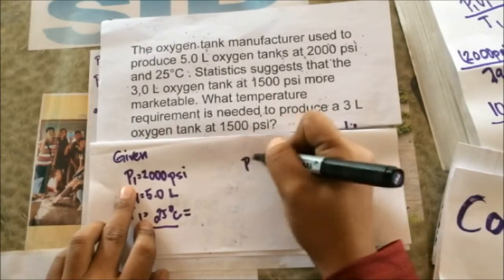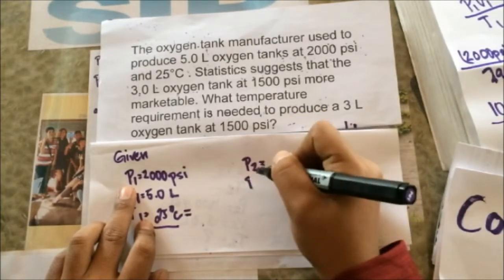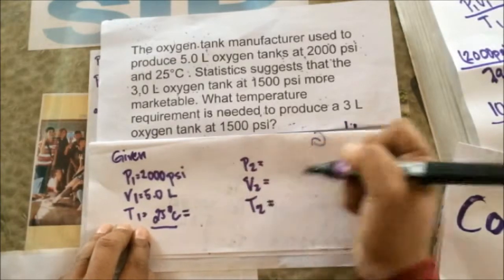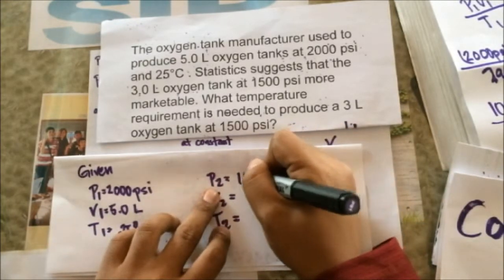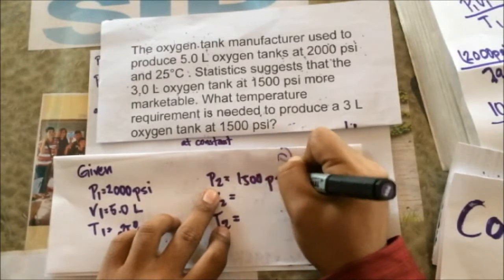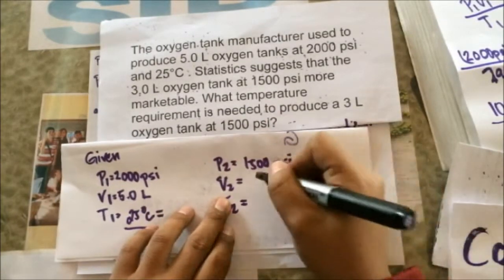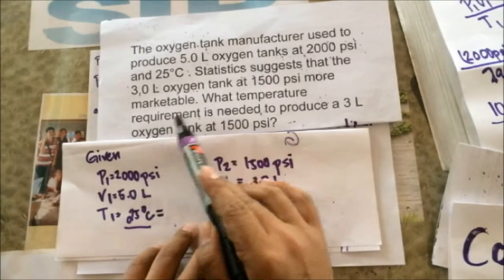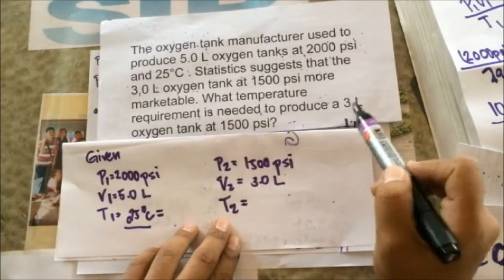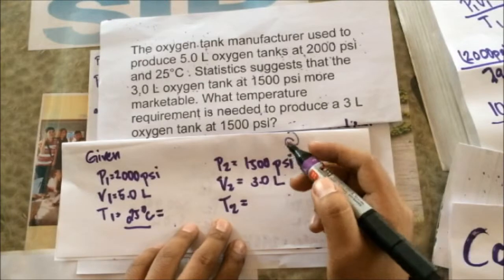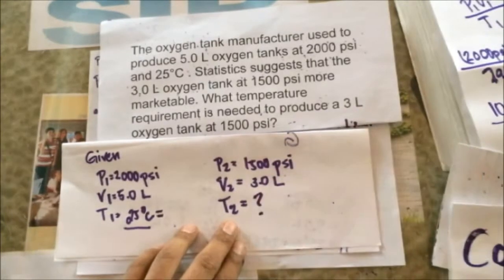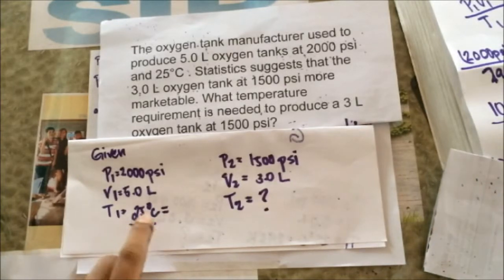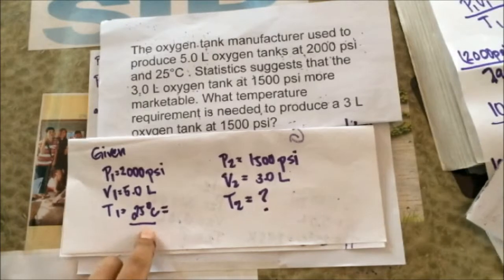Let us first identify the final pressure, final volume, and final temperature. The final pressure we have here is 1500 psi. The final volume we have here is 3.0 liters, and we're actually solving for the temperature that is required to produce a 3.0 liter oxygen tank at 1500 psi. So this is unknown.